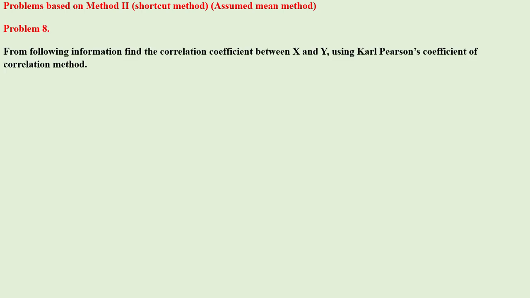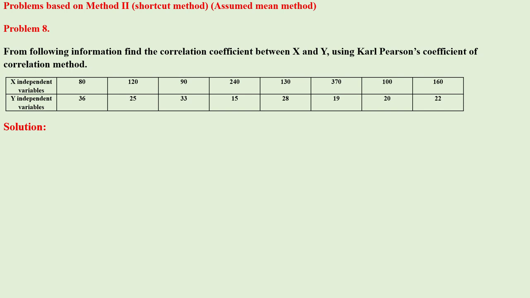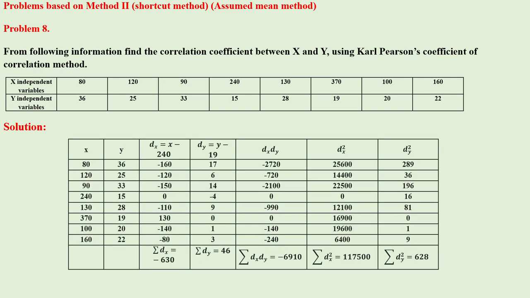From the following information, find the correlation coefficient between x and y using Karl Pearson's coefficient of correlation method. So given data x and y. First we write the columns: first the x data, then the y data, then choose a. We are choosing 240 as a. So we find dx equal to x minus a: 80 minus 240, 120 minus 240, 90 minus 240.